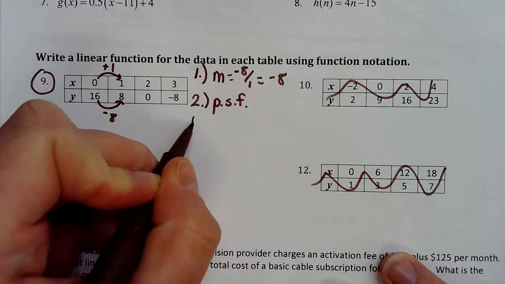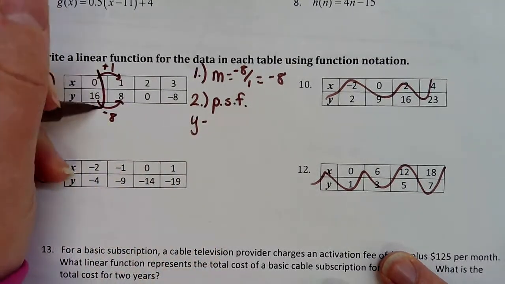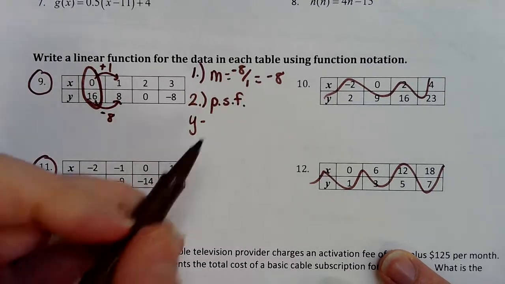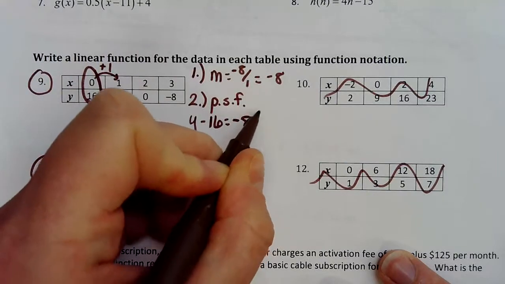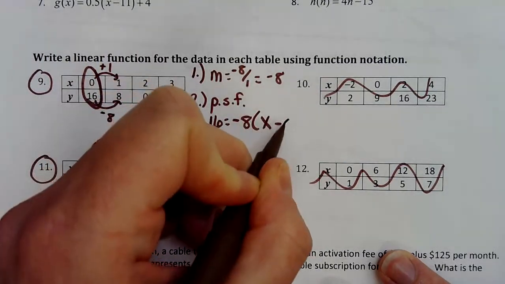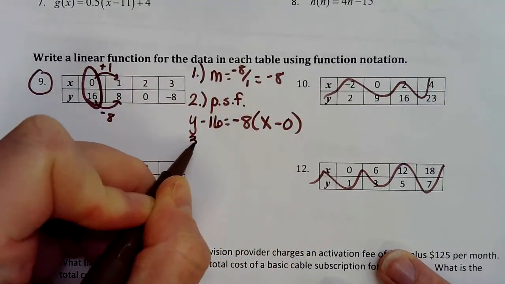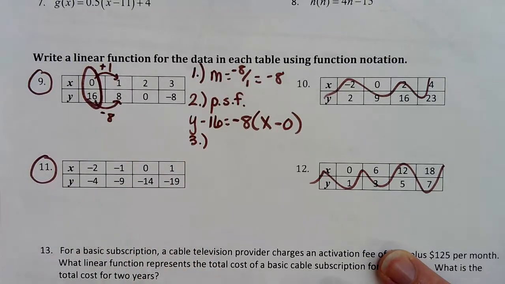Point slope form says y minus y1. So I'm going to pick this as my x1 and my y1. So y minus y1 equals m times x minus x1. After you write it in point slope form, step 3 said to convert it to slope intercept.